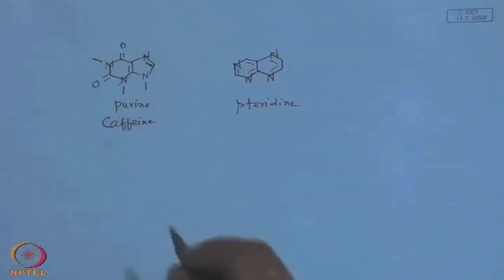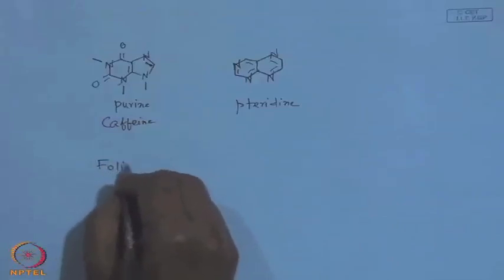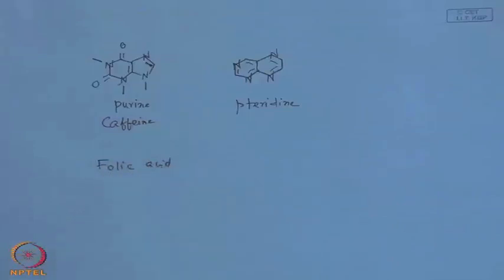Because this nucleus occurs in many important pharmaceuticals. One of them is folic acid. Many of you know folic acid from your school life, but at this point you have to describe it in terms of the structure. When I ask what is folic acid, you have to say something about the structure. Anybody knows what is folic acid?